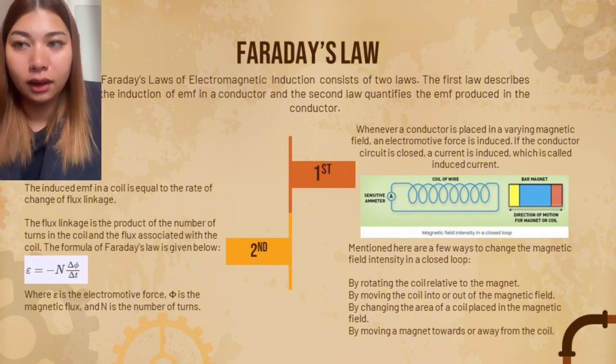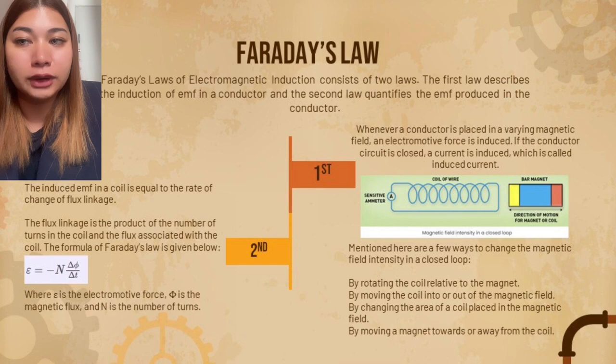Okay, second, the induced EMF in a coil is equal to the rate of change of flux linkage. The flux linkage is the product of the number of turns in the coil and the flux associated with the coil. Okay, here I attach the formula of Faraday's law that you can see below.